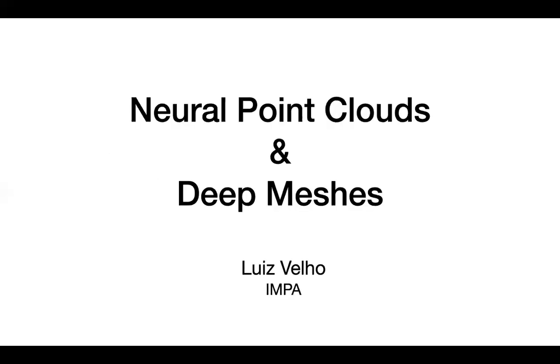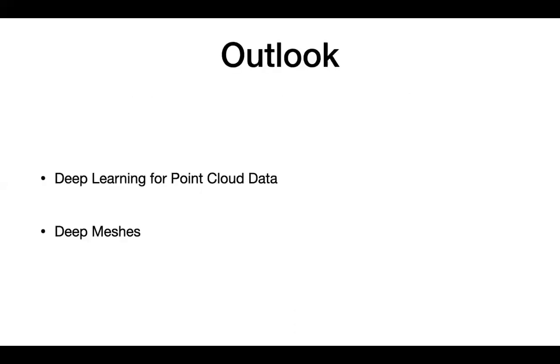Okay, so in the lecture today, we are going to discuss intrinsic representations for 3D shapes. In particular, we're going to discuss neural networks for point clouds and for meshes. So we're going to discuss neural point clouds and deep meshes.